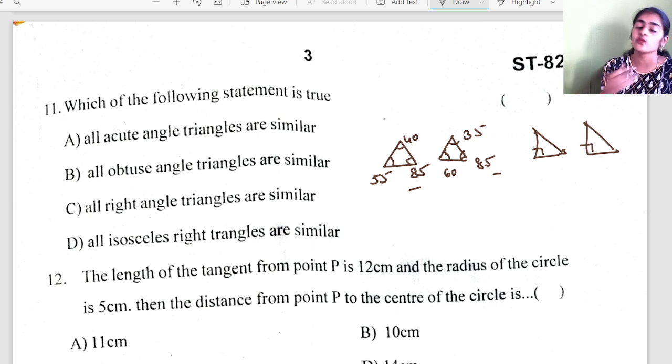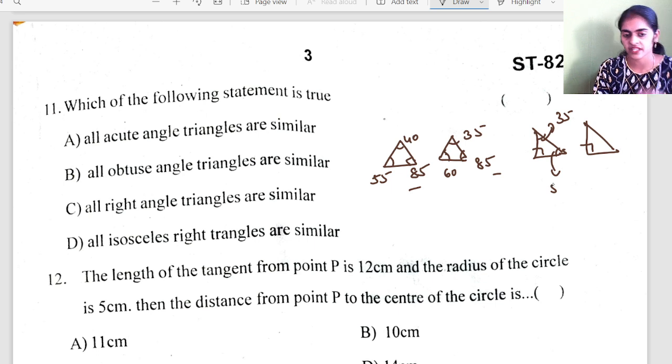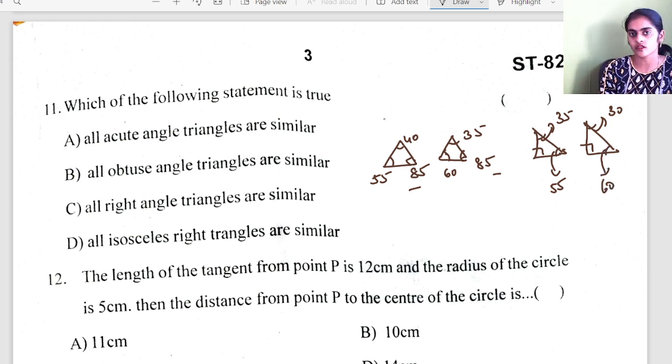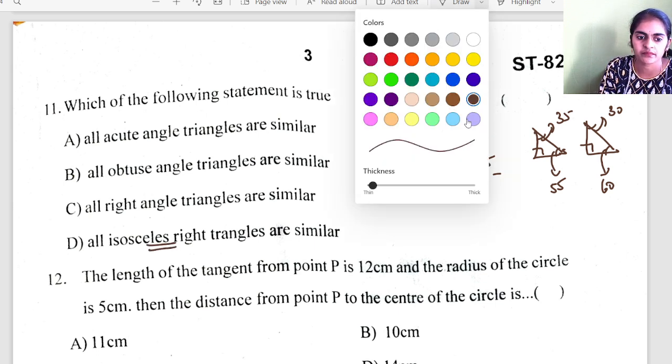So for to say that two triangles are similar, you should have at least two angles equal. Only one angle is equal. The other angle, this can be 35, this can be 45, say 55, isn't it? Here this can be say 30 and this can be 60. So the other angles are not equal. Okay, but if I take an isosceles right angle triangle, so have a look here.